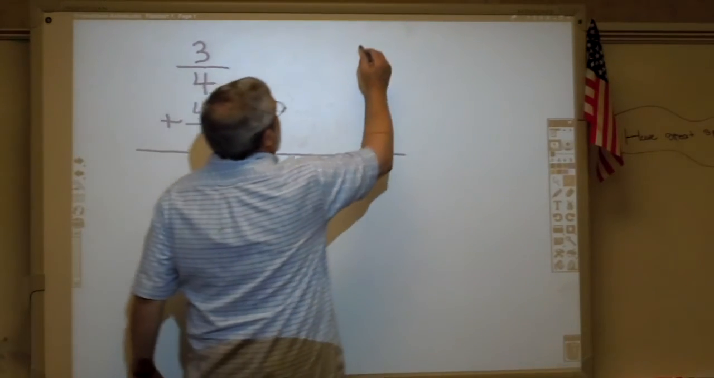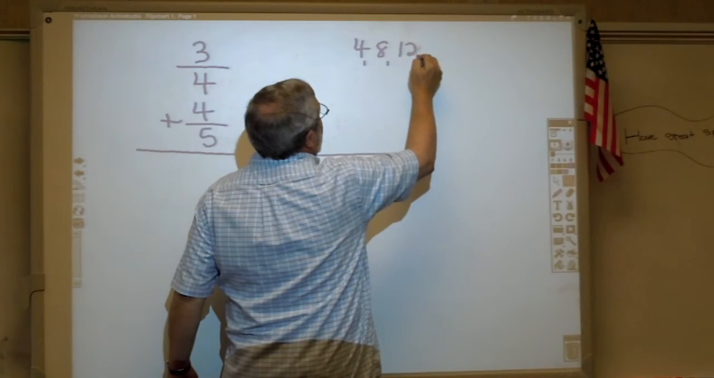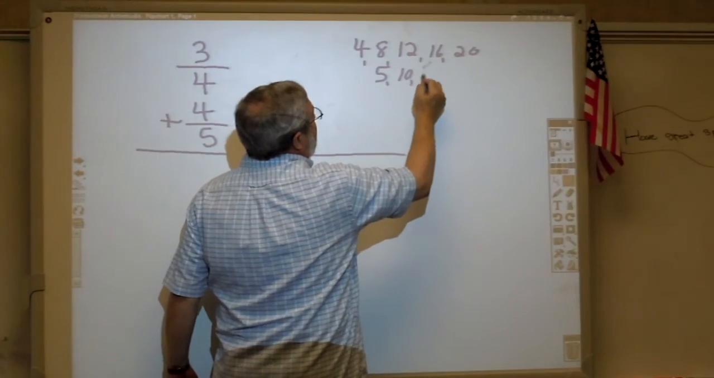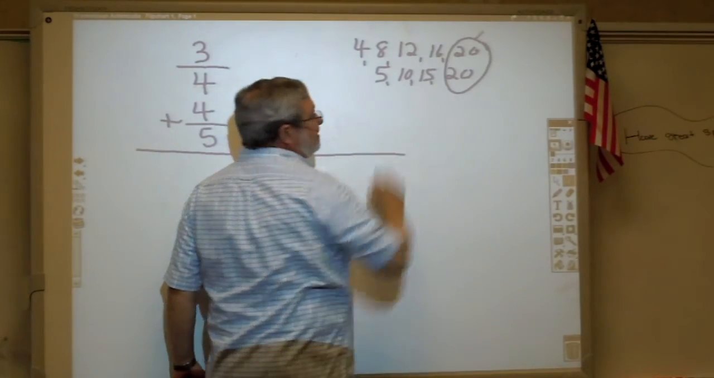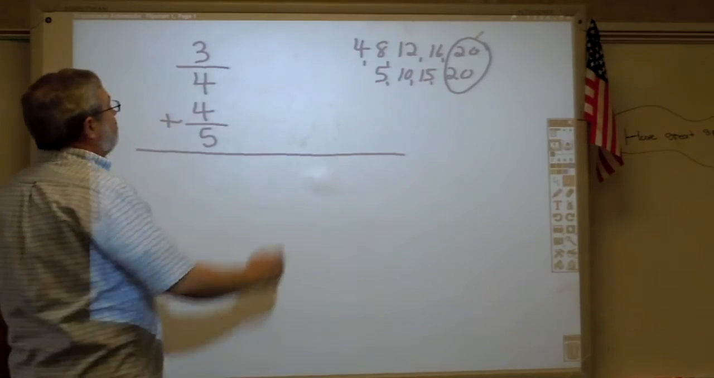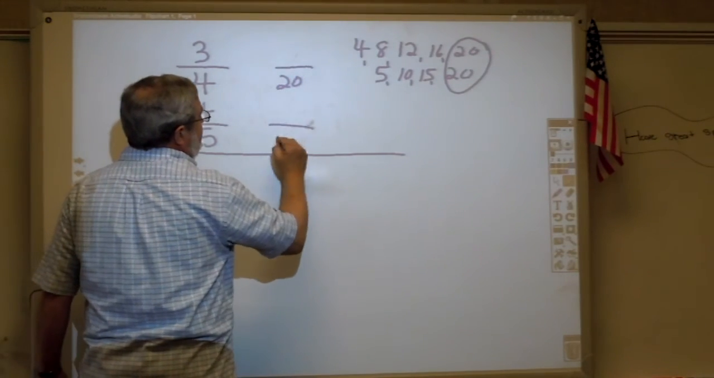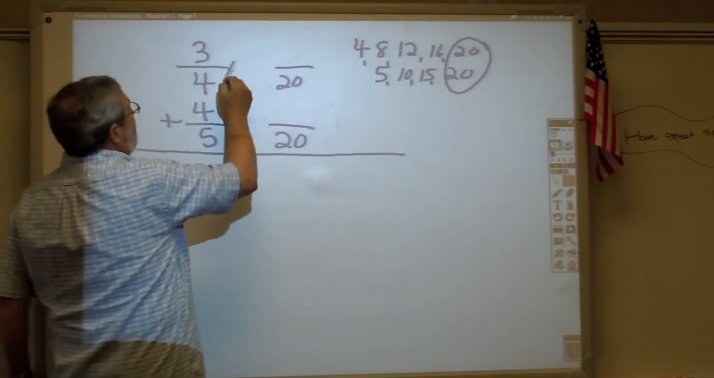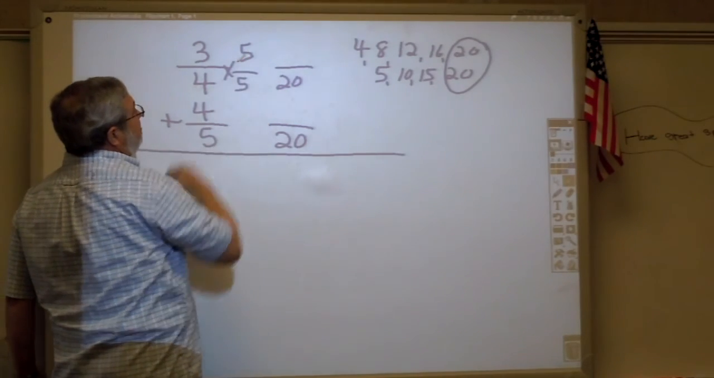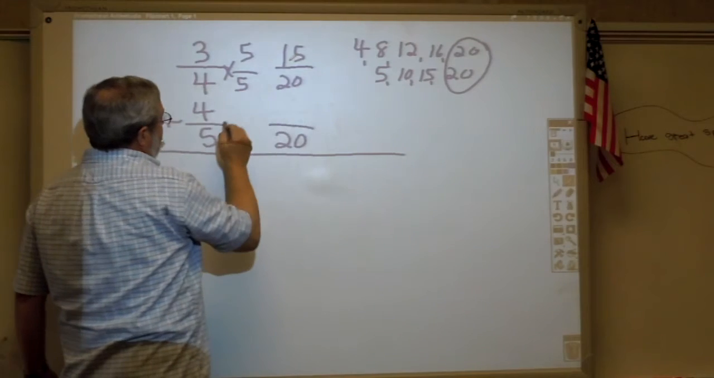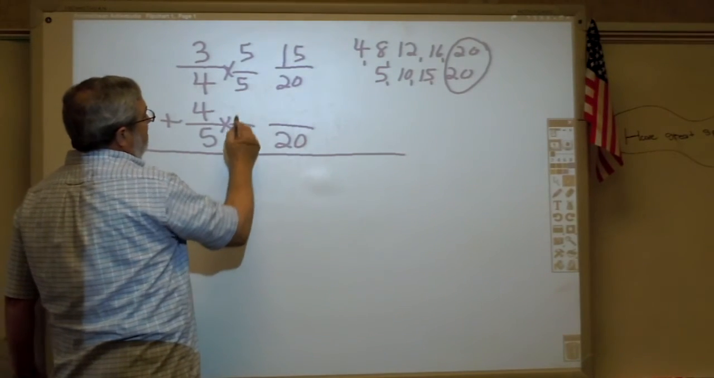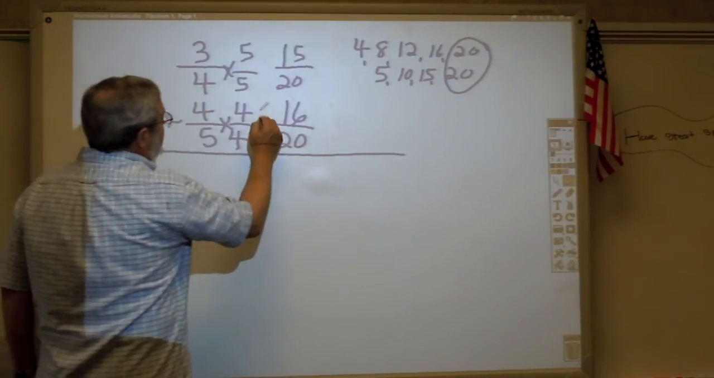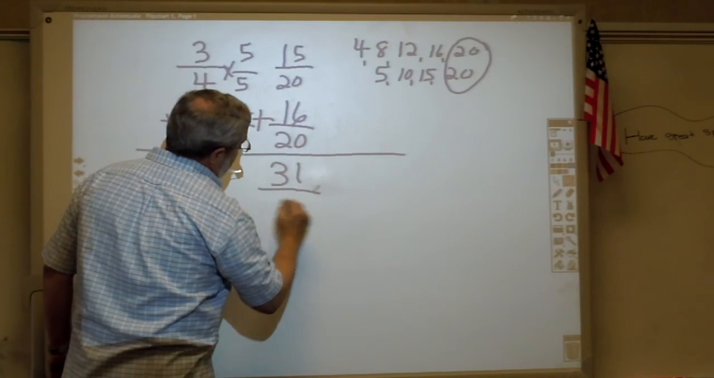I need to count 4, 8, 12, 16, 20, and count by 5s, 5, 10, 15, and 20. So my LCM of this one will become 20. New denominator is 20. I must do equivalent fraction to get from here to here. 4 times 5, 5's on bottom, 5's on top. 3 times 5 is 15. And 5 times 4 here. 4 is on bottom, 4 on top. That gives me 16. Now let's look at what happens next. Once I've done this part, I will get an answer of 31/20.